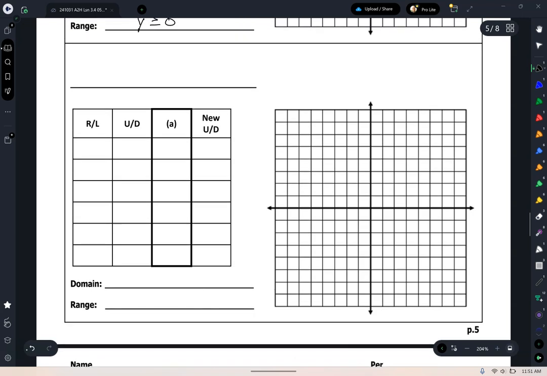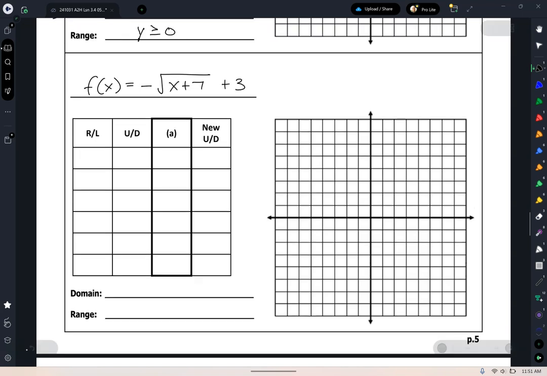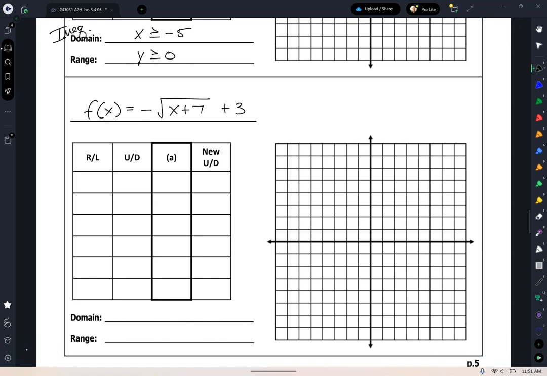All right, so this one we are going to do f of x is equal to negative square root of x plus 7, plus 3. AHK.